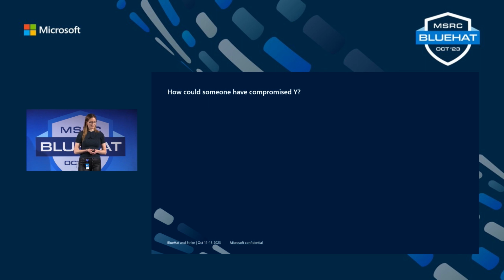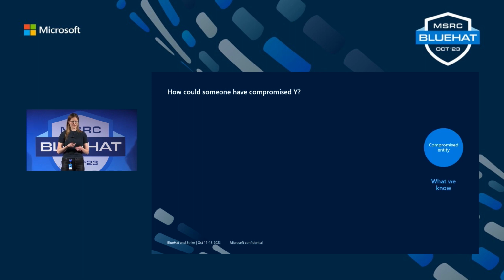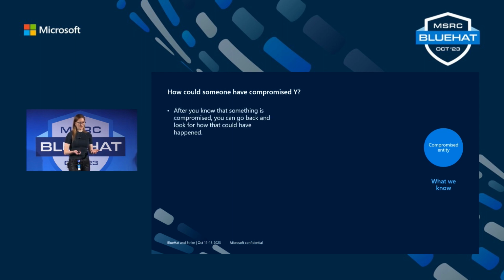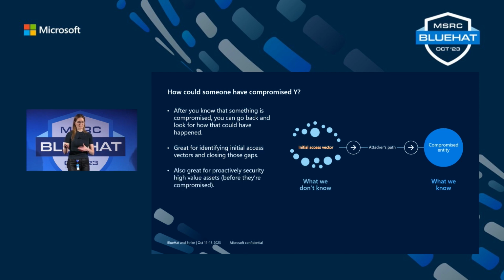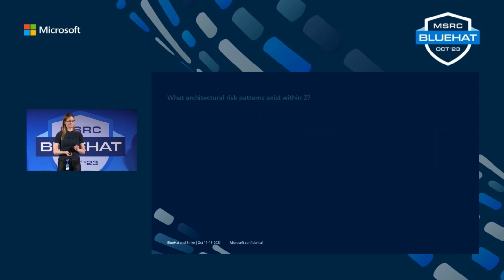Another example of something we can answer with this is, how could someone have compromised this thing? Let's say we have another compromised node or entity. We know that this has been compromised, but we need to figure out how someone got there. So we can work backwards to figure out what paths someone can follow to get access to this thing. This is useful to find the initial access vector and start working on that. But it's also good when you have a critical asset that you're trying to secure: you can figure out what the paths to it are and start locking down the security there.